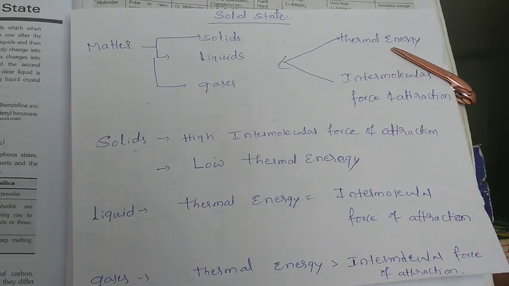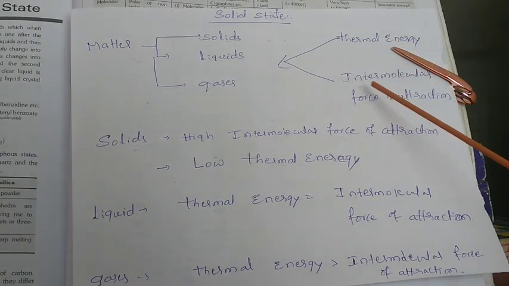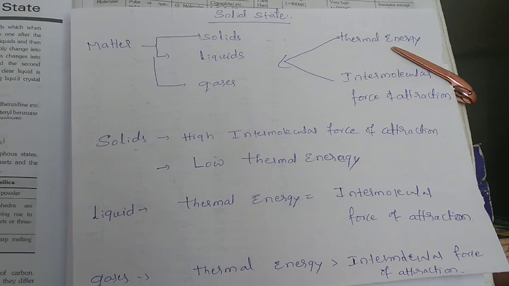So, hello everybody. Today we will discuss the first chapter of 12th standard, that is the solid state. We know that matter exists in three different states, that is solids, liquids, and gases. The reasons for these three states of matter are two terms: thermal energy and intermolecular force of attraction. The balance between the thermal energy and the intermolecular force of attraction decides the definite shape and states of matter.